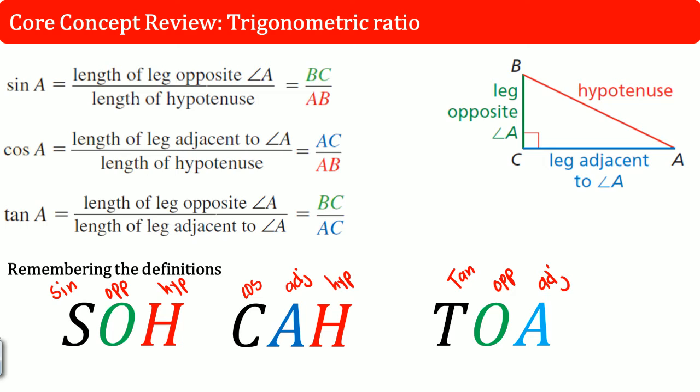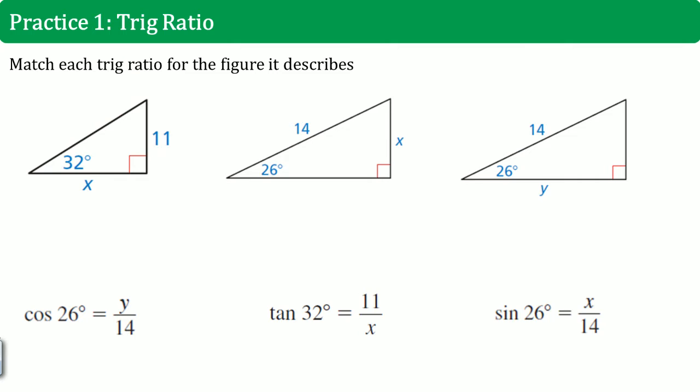So people memorize this as SOH-CAH-TOA. SOH-CAH-TOA are your trig ratios. SOH, sine opposite hypotenuse, CAH, cosine adjacent hypotenuse, and your TOA, tan opposite and adjacent. You're going to use your SOH-CAH-TOA to match each trig ratio for the figure it describes. Here are your three examples.